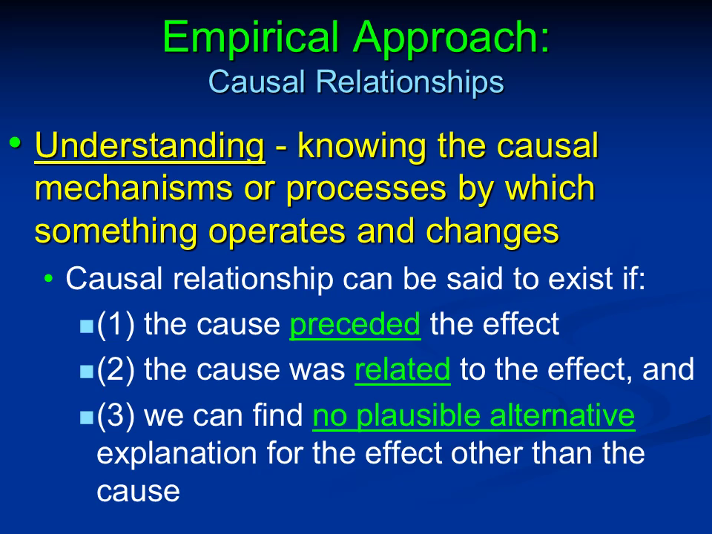So a causal relationship can be said to exist if, number 1, the cause preceded the effect. Of course, that makes sense. The cause has to happen before the effect happens. Number 2, you have to know that the cause was related to the effect. And number 3, if you really want to make a clear causal connection, you have to make sure that there aren't any other plausible alternative explanations for the effect that you're seeing other than the cause that you want to be able to attribute it to.